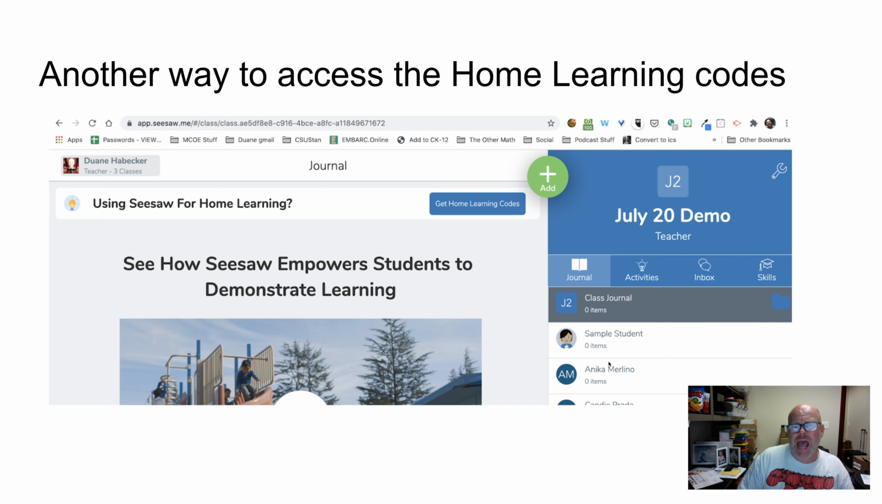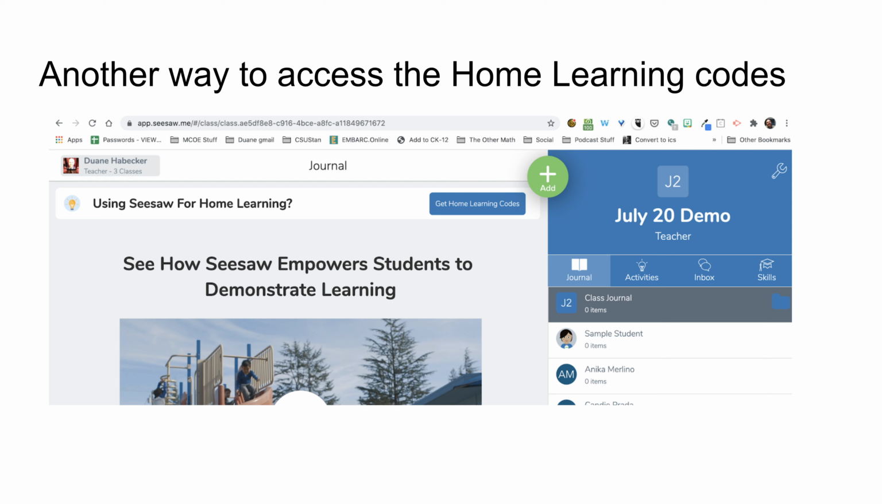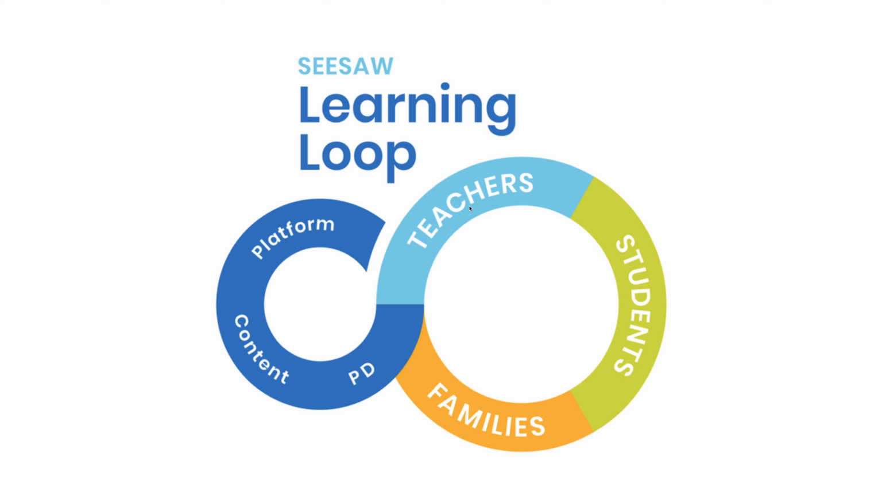Now, there is another way to access your home learning codes, right on your journal. When you click on your journal, you're going to see this button way up at the top, Get Home Learning Codes, and that is going to send you to that same link as before. And that wraps up getting your class started for remote learning with Seesaw.